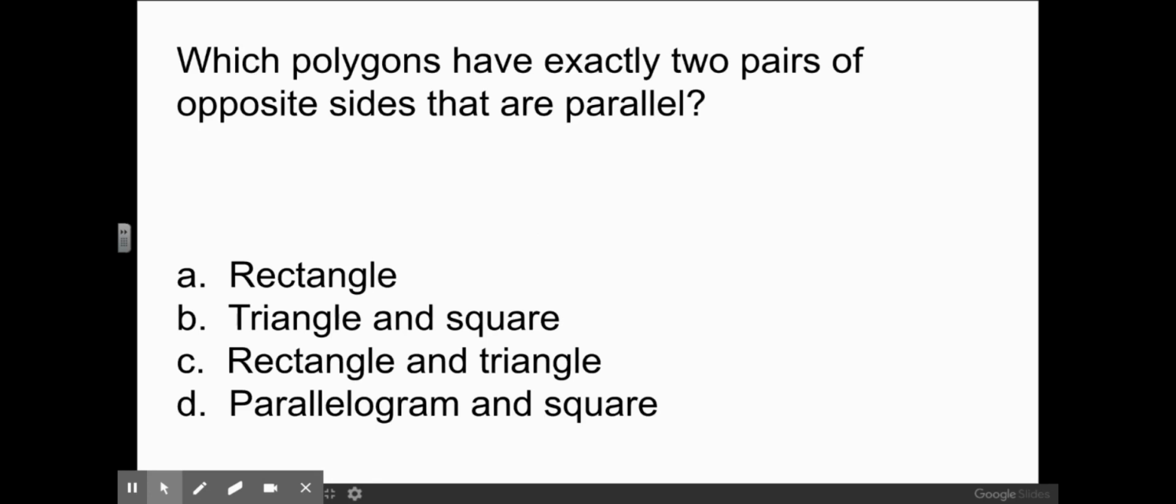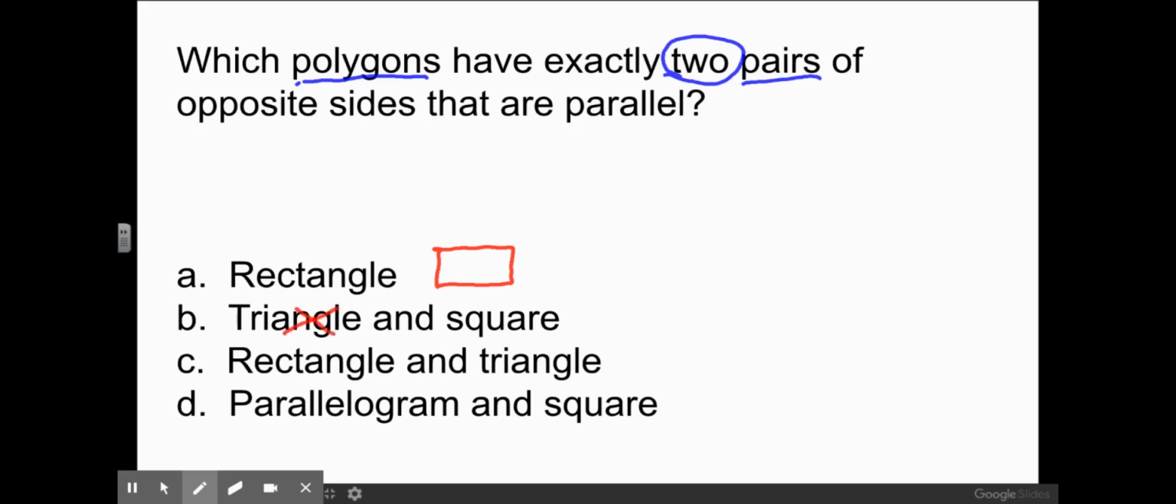Which polygons have exactly 2 pairs of opposite sides that are parallel? So we're looking for polygons, that means more than one, that have 2 pairs of opposite sides that are parallel. Okay, so our options are rectangle. If we were to draw a rectangle, yes, it is a polygon with 2 pairs of opposite sides. Now this one says triangle and square.